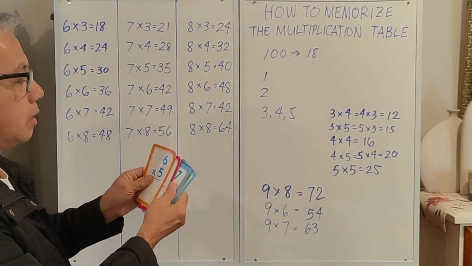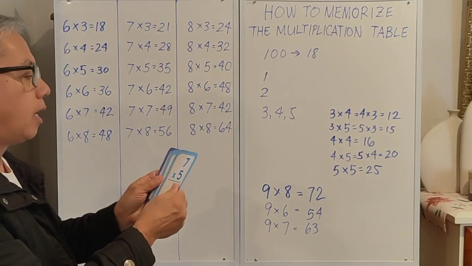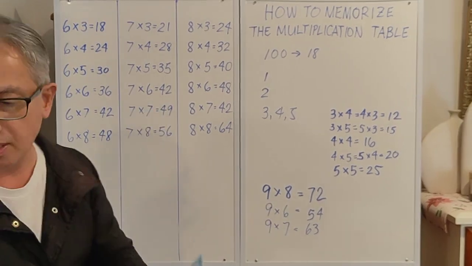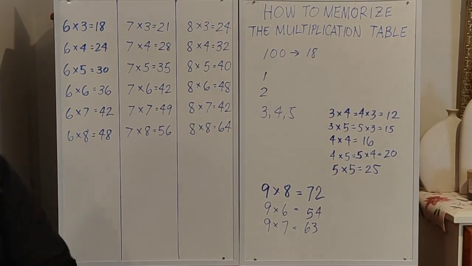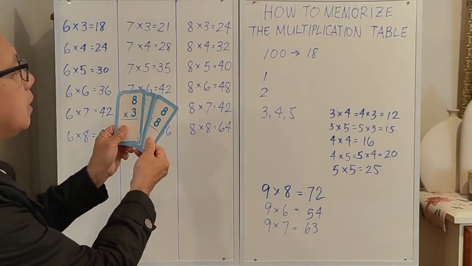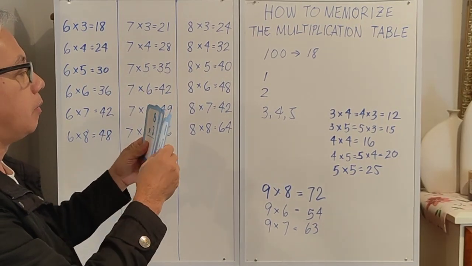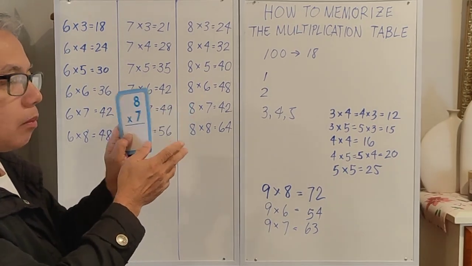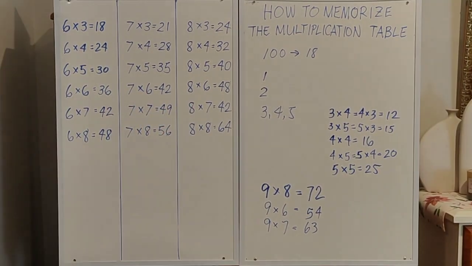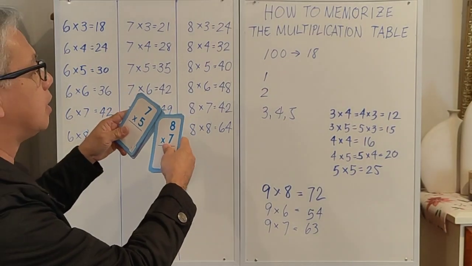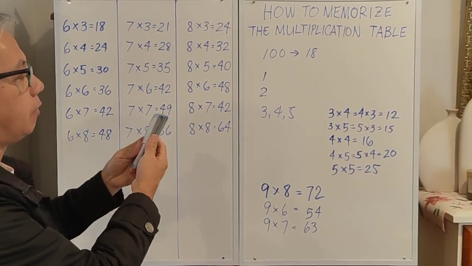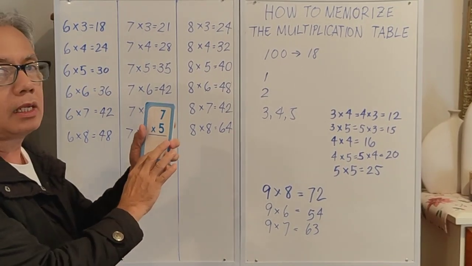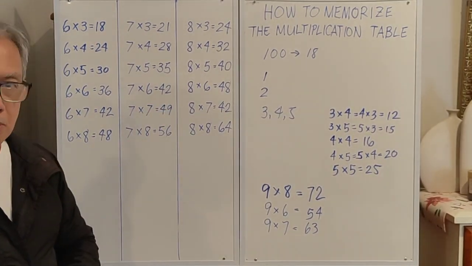7 times 5, I know, 35, yes, 35. Once you memorize 6 and 7, you take table 8, 8 times 3 up to 8 times 8. You shuffle the cards and then practice again. And then once you memorize table 8, you combine it with tables 6 and 7, shuffle and then practice again. Once you memorize 6, 7, and 8, you have memorized the multiplication table.